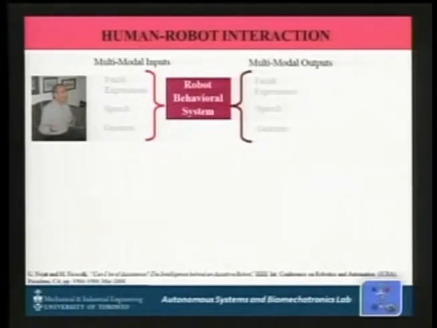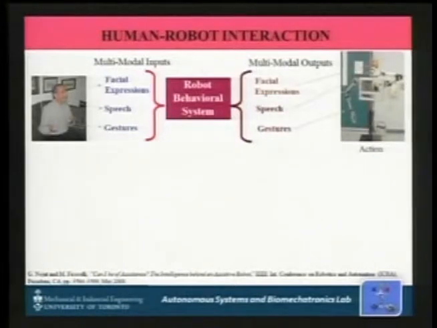So in order to interact with humans, we have to really consider how we interact with each other. So usually when you are engaged in an interaction, you may use facial expressions, speech, and gestures to convey your message. A robot needs to understand those and be able to display its own communication through facial expressions, speech, and gestures. Now this all has to happen in real time.